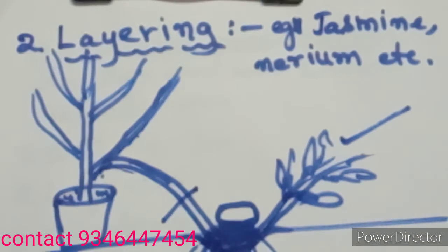So this method is called layering. The part which is growing here is called the layer. By preparing a layer, we are producing a new plant. So this method is said to be the layering method.